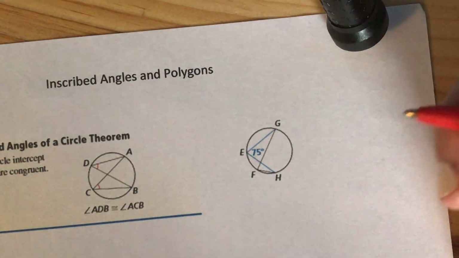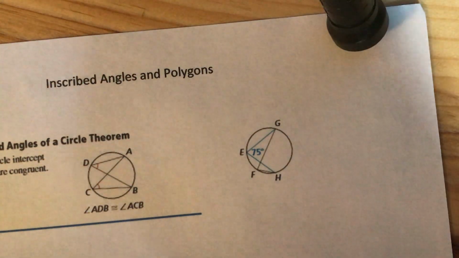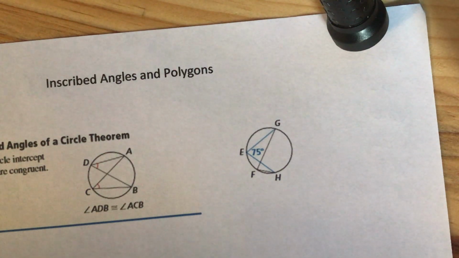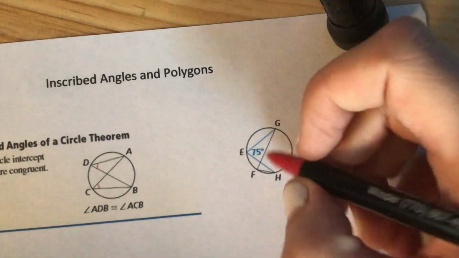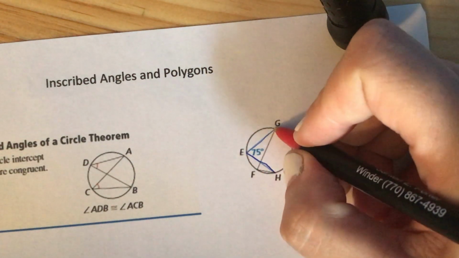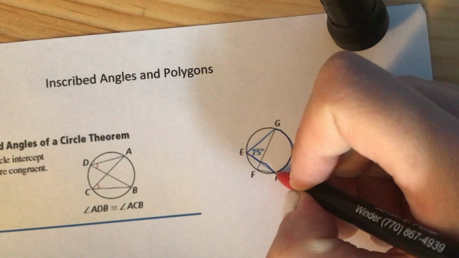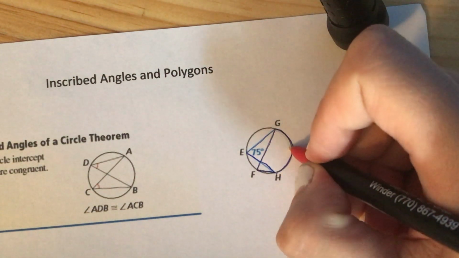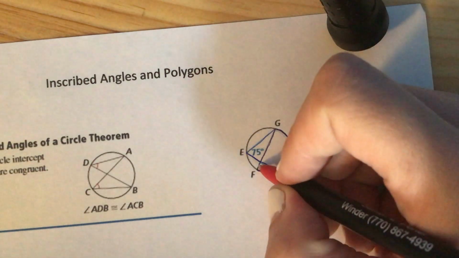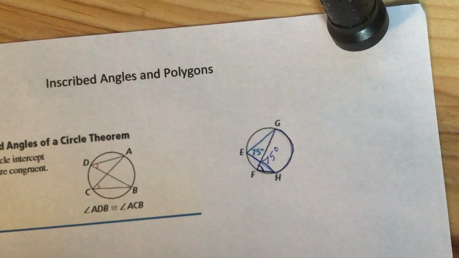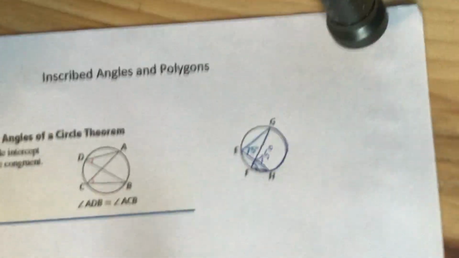So you might be given a problem that looks like this, okay? It's not really asking you anything right now, but let's just say it's asking, find angle F. I know that since angle E is intercepted by the arc GH, and angle F is also intercepted by the arc GH, then I can conclude that this angle F is also 75 degrees. So that's all that theorem is saying.